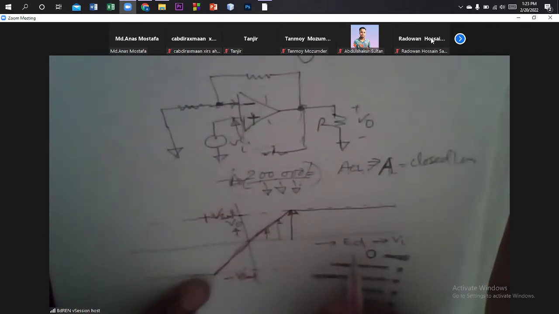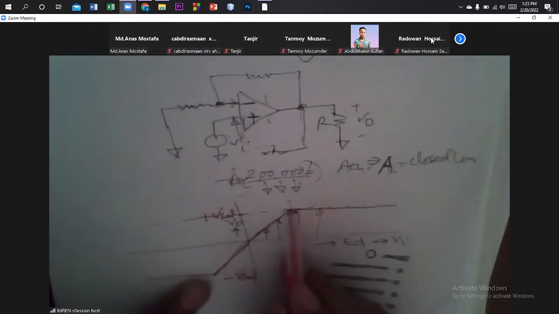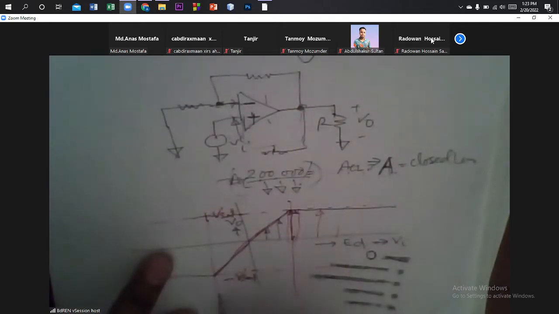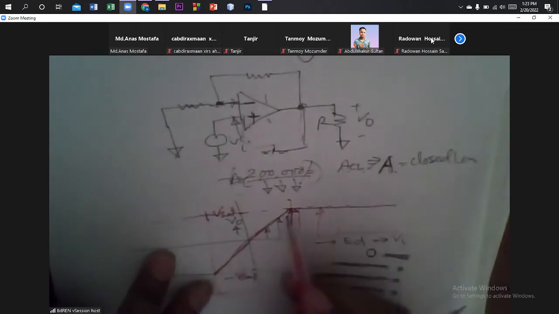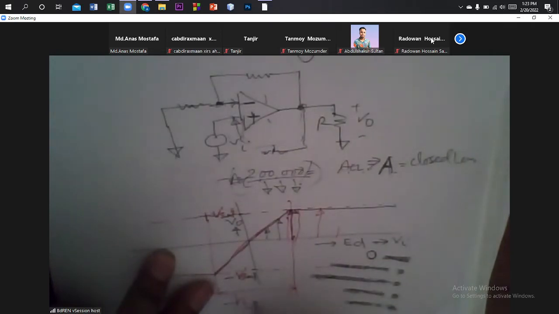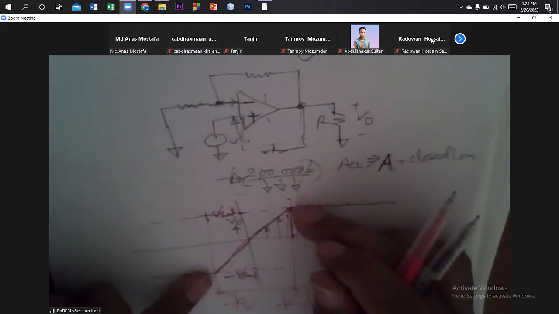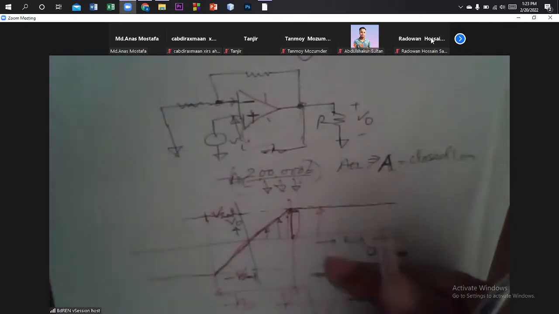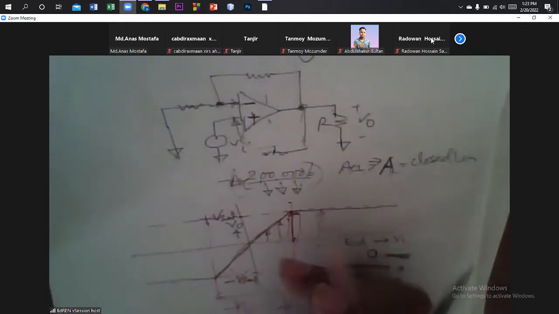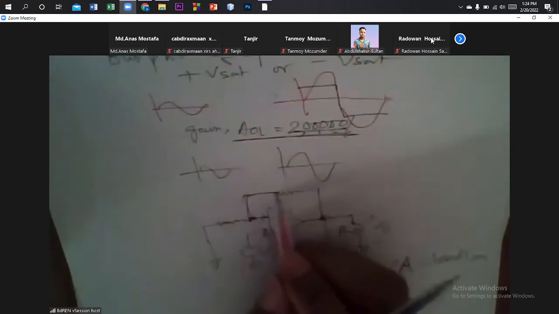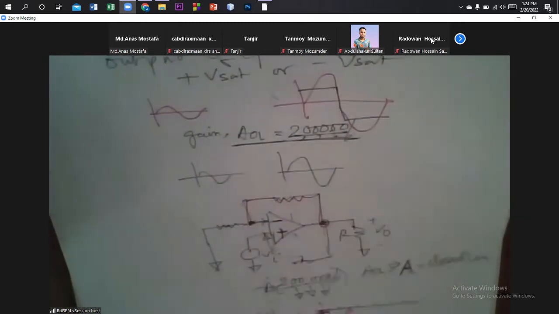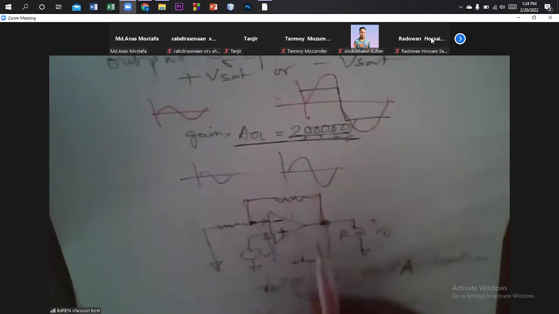Before this point, if input is increased, then it will be saturated. But up to this point, this is the linear portion, and if you use this portion and give this signal, we shall have the bigger signal, because the gain is reduced. Clear? This is the linear portion, and only possible if we give the feedback. If we give a feedback here, then it is closed loop, okay?